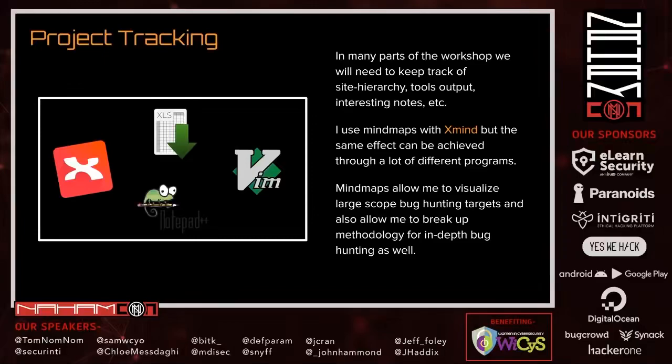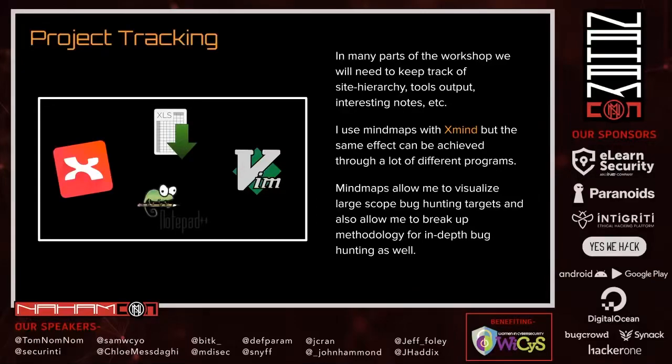So some people can do it in Excel files, some people can take notes in Vim or Notepad++. Really anything. I've heard of people doing it in OneNote or other note-taking programs. There are some pen test standalone applications that are meant to track projects and pen testing, et cetera, et cetera. But project tracking is a super important part of the bug bounty and pen testing methodology.